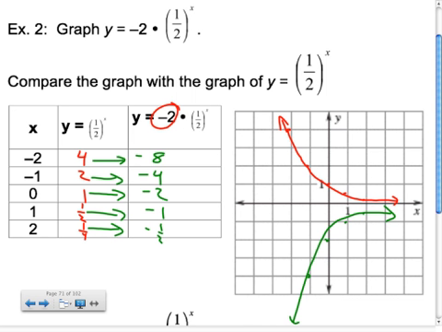This negative sign takes it and flips it onto the bottom. Okay, and then this 2 just tells us that this thing is going to be much steeper. Okay, it's going to be much steeper. It's going to get up towards that x-axis much quicker. Okay, all right.